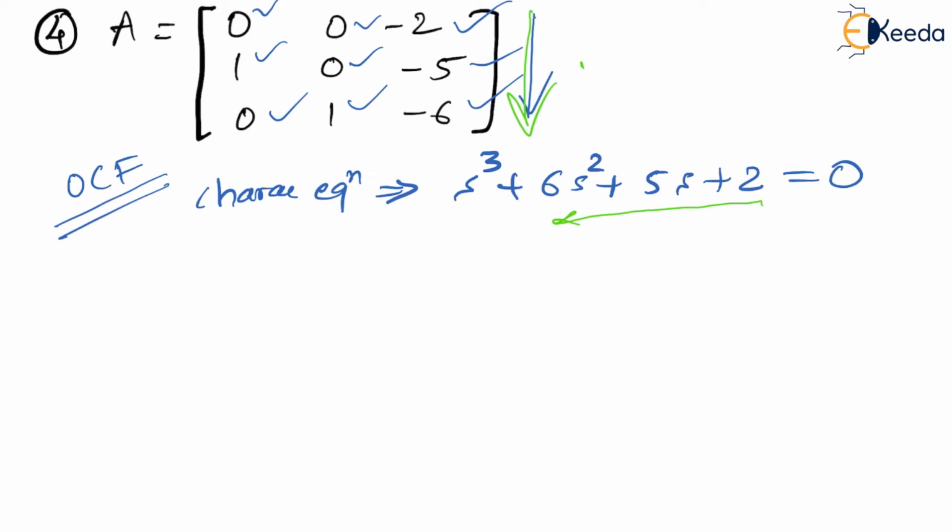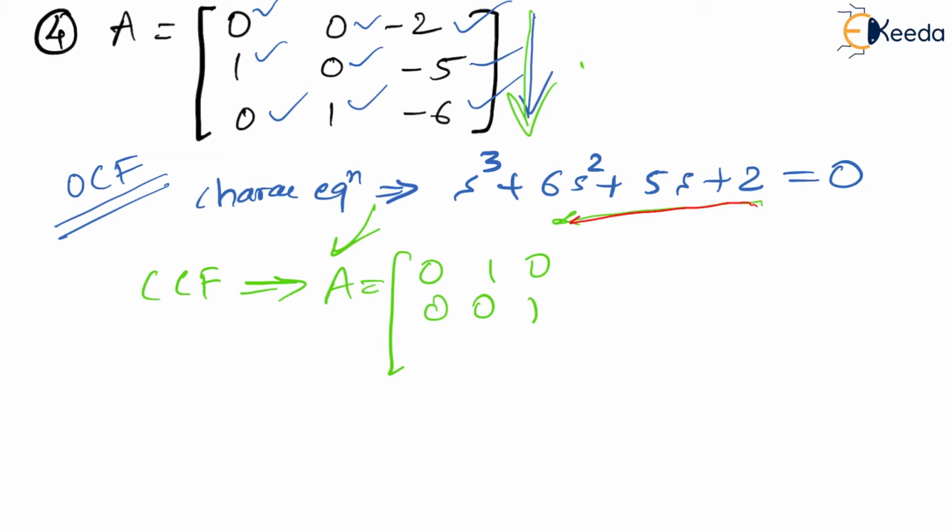Or if you don't understand this, try to form this into a controllable canonical form. If I form the controllable canonical form, A is going to be 0 1 0, 0 0 1, this is for sure. And because we are going in the reverse direction, this +2 will become -2, because we have to change the sign as well. This +5 is going to become -5, and this +6 is going to become -6, right?